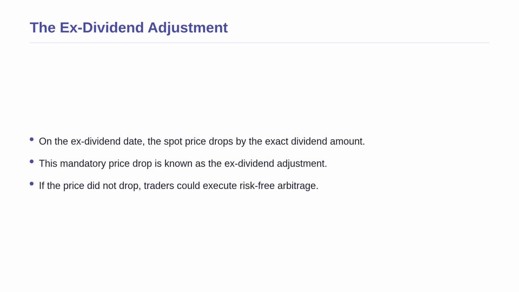Why must this happen? Imagine if the price did not drop. A clever trader could buy the stock the day before, collect the cash dividend, and sell the stock the next day for the same price, locking in a guaranteed risk-free profit. In finance, we call this arbitrage. All of our mathematical models assume that arbitrage is impossible, which is why this price adjustment is absolutely necessary.